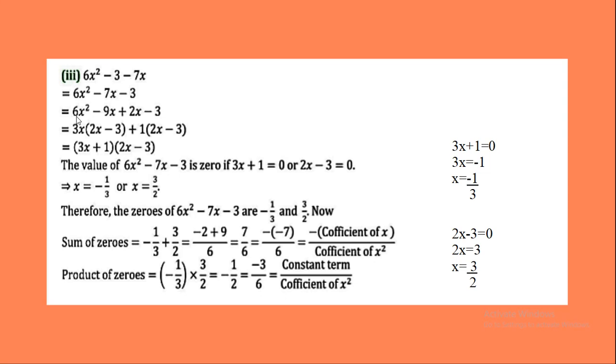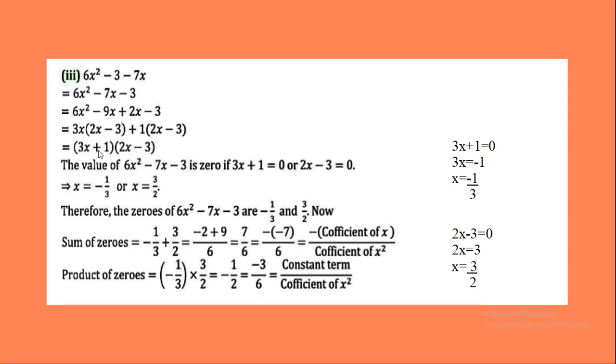Okay, now we are taking the common 3x outside from this 6x square minus 9x. Taking 3x outside, we will get 3x into 2x minus 3. Plus, we have to make 2x minus 3 as the common, that is, we can take 1 outside. That is 1 into 2x minus 3. Okay. Now this 2x minus 3 is a common factor. Taking this 2x minus 3 outside, we will get the remaining 3x plus 1 as the another factor. And now this polynomial is written as the product of its factors 3x plus 1 and 2x minus 3.